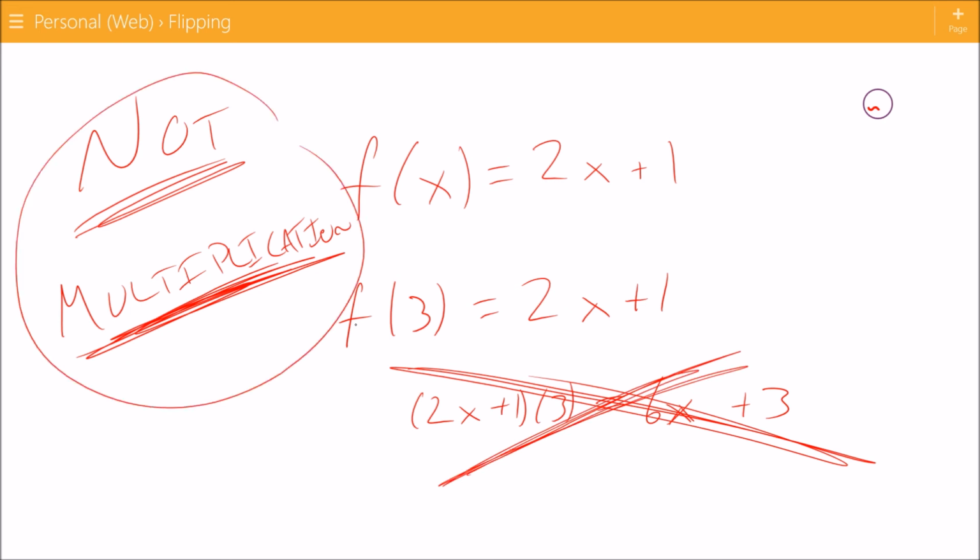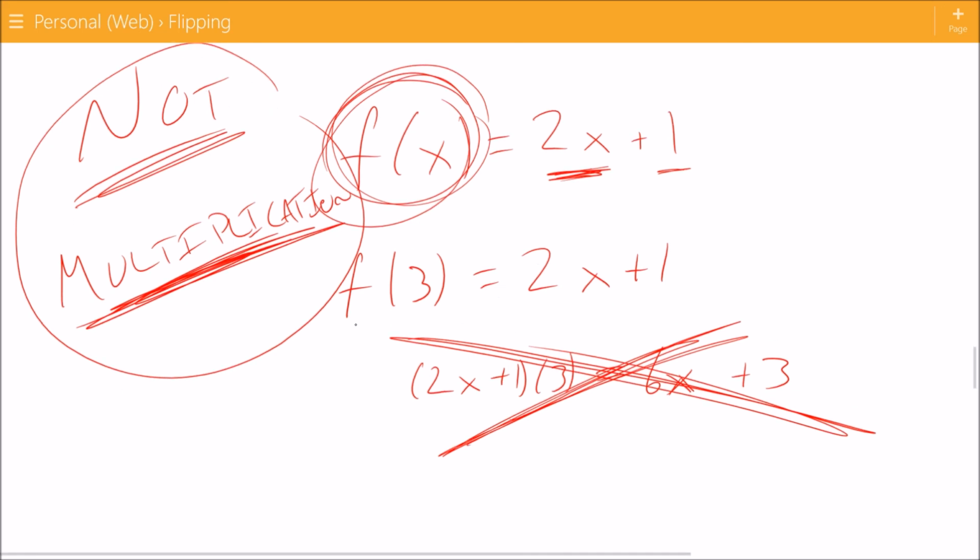Not multiplication. All it is telling you is that my rule for f is to take my input times 2, add 1 to it, and I get my result. It does not have anything to do with multiplication on this end. We have a little bit here, but that's because that's within the rule of what the function is. But just know when you look at this that you are not multiplying there.